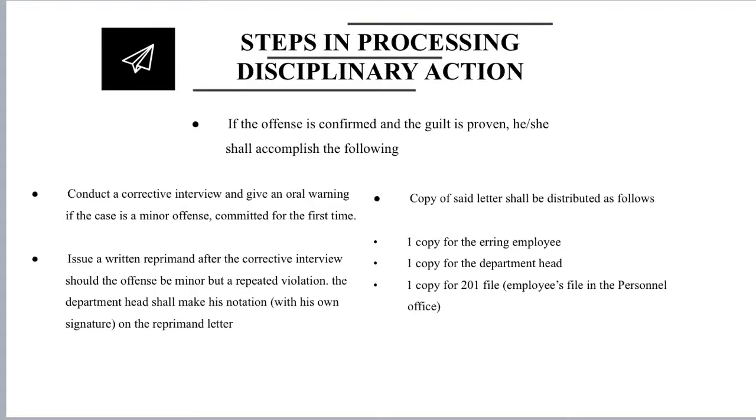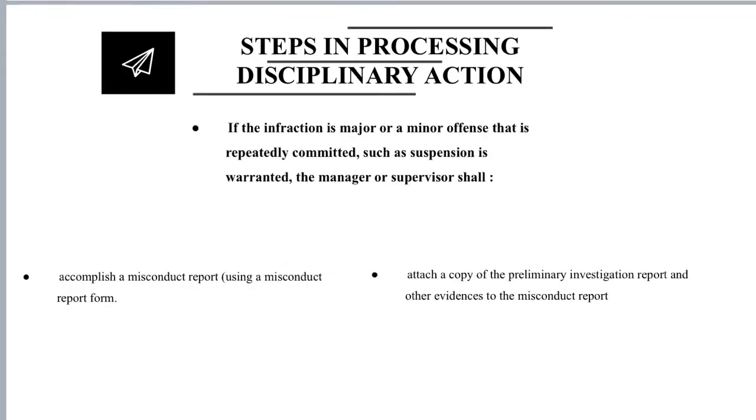First, conduct a corrective interview and give an oral warning if the case is a minor offense committed for the first time. Second, issue a written reprimand after the corrective interview should the offense be minor but a repeated violation. The department head shall make his notation with his own signature on the reprimand letter. Then, copies of said letter shall be distributed as follows: one copy for the erring employee, one copy for the department head, and one copy for the 201 file, the employee's file in the personnel office.